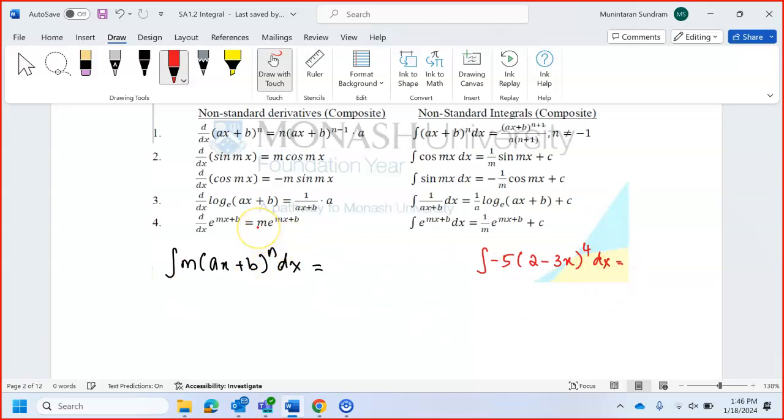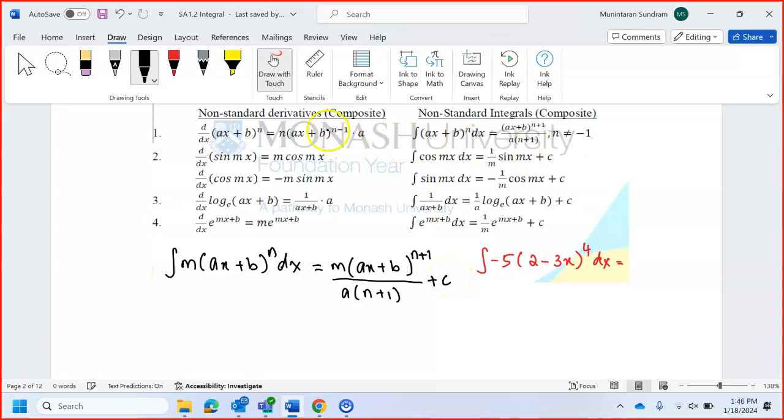On the left side is the formula, right side is the example. For the formula, m doesn't bother anybody, so just put the m there. You're going to get ax plus b, power to the n plus 1, divided by the coefficient of your x, which is a, multiplied by the power n plus 1, plus the c. Are we good here?